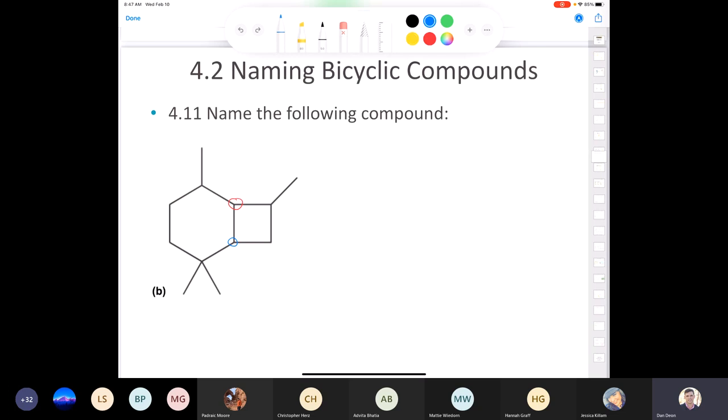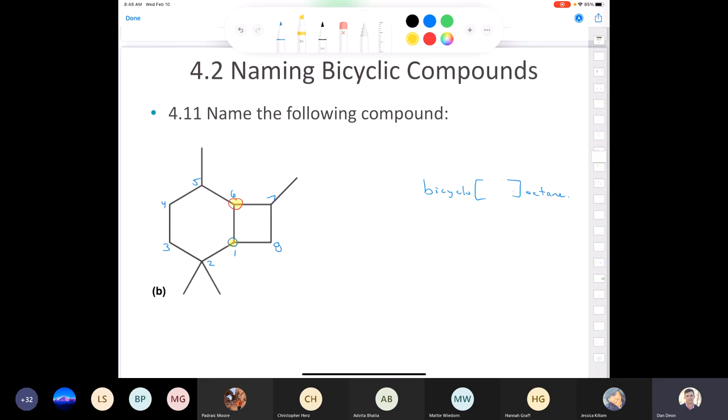What's the first rule? We go through the longest bridge. So we have one, two, three, four, five. What's the next longest bridge? We got six, seven, eight, and there is no other bridge, right? There's nothing doing this or anything like that. So the last bridge actually has no carbons. And if you're like, I'm not sure, Mr. Dion, I know that this is some kind of bicyclo octane because I've got a total of eight carbons. That's true.